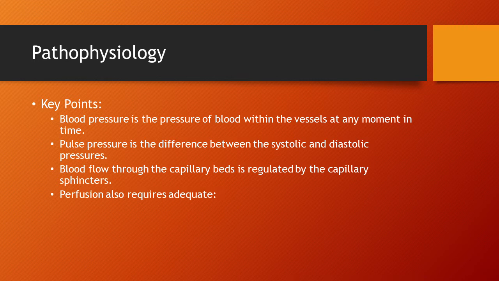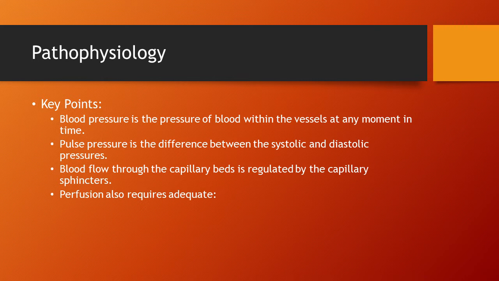Blood flow through the capillary beds is regulated by the capillary sphincters, which are circular muscular walls that constrict and dilate. These sphincters are under the control of the autonomic nervous system, which regulates involuntary functions such as sweating and digestion. Capillary sphincters also respond to other stimuli such as heat, cold, the need for oxygen, and the need for waste removal.